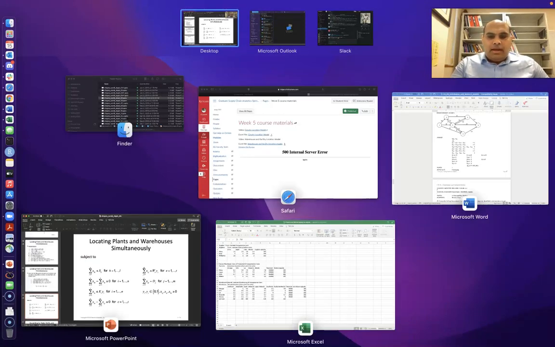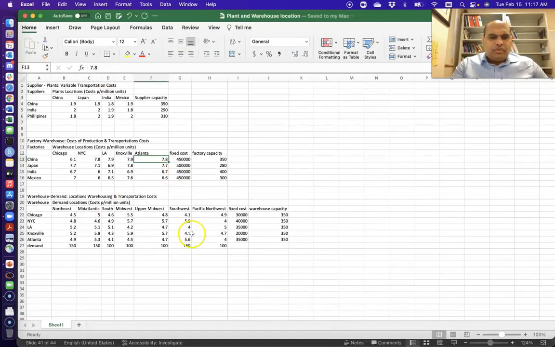So here I have some data. Let's go through the data here. We have 3 suppliers in China, India, and the Philippines. They supply to potential plant locations that we have in China, Japan, India, and Mexico. So these are the 4 potential plant locations we are considering, and these are the variable transportation costs going from your supplier locations to the plant location.